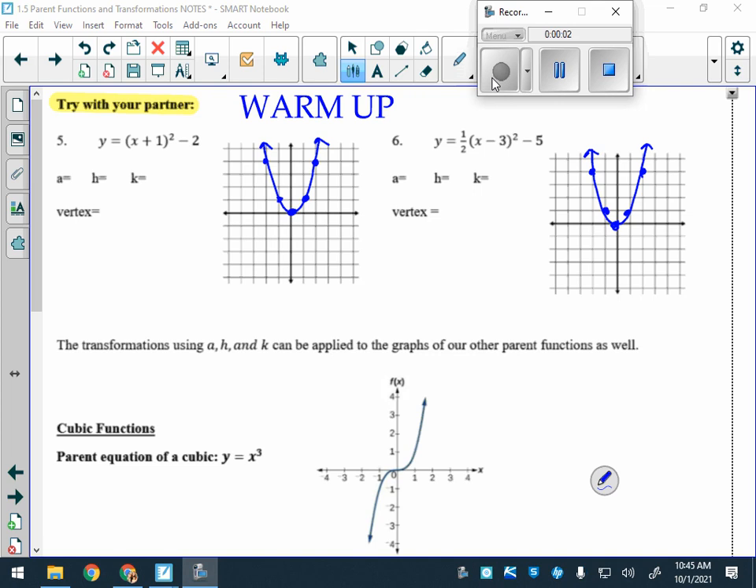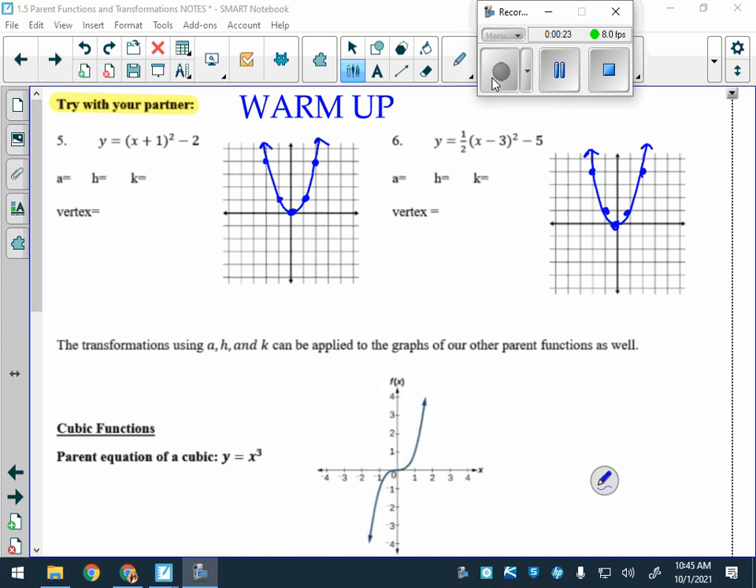All right, we are going to start off with the warm-up first. We did a lot of this last class in terms of the quadratic function, okay? So what I have graphed right now is our parent function, okay? That's our parent function. Now we have to identify A, H, and K.